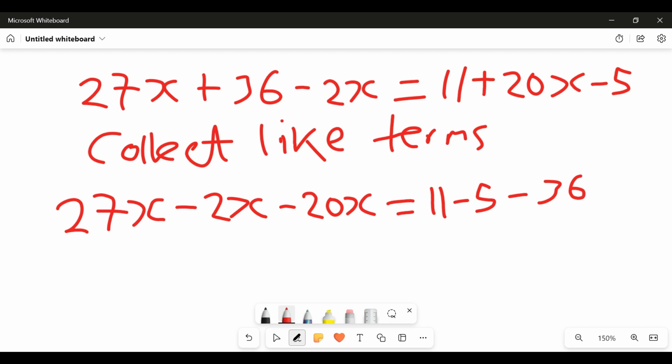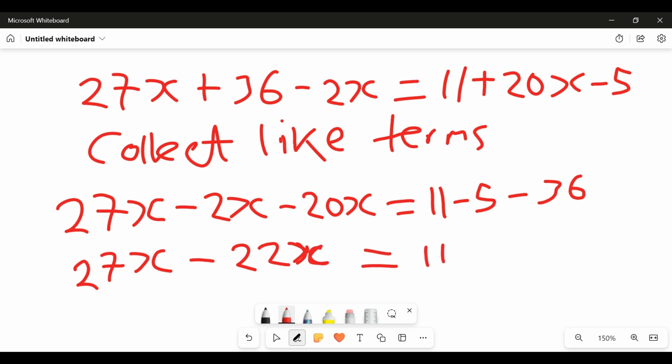Okay, now we can deal with it. So we have plus 27x. Let's further simplify. We have plus 27x minus 2x minus 20x gives us minus 22x. Okay, minus 22x equals to what? 11 minus 5 minus 36 gives us minus 41. So now it has become easier for us.